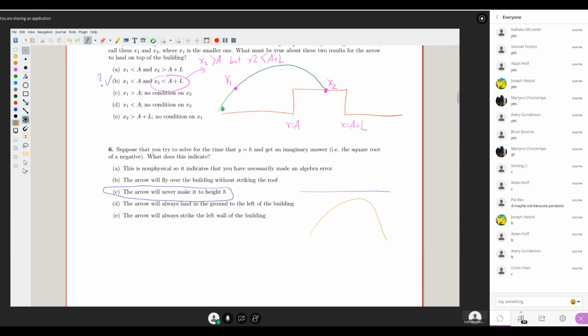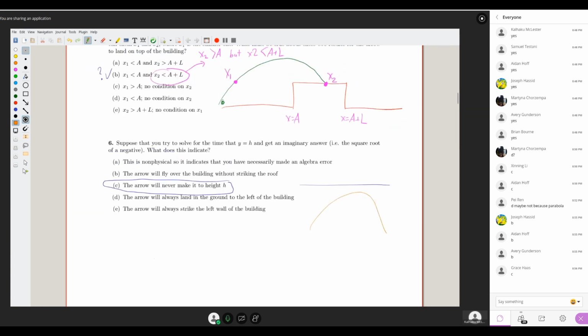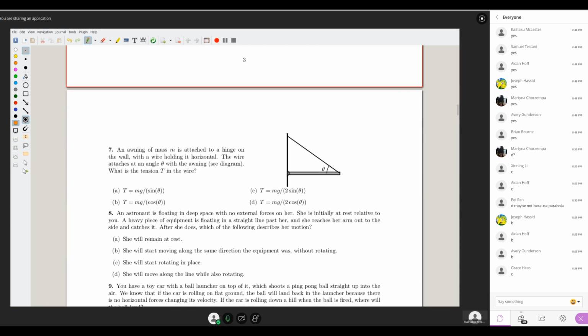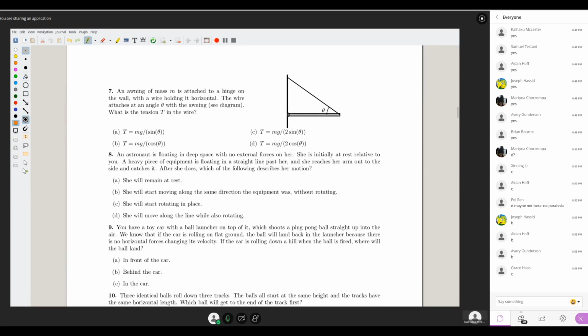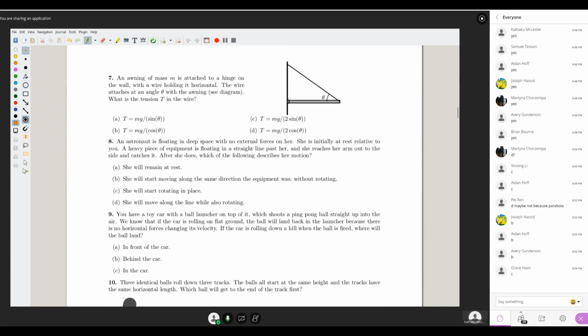So any questions about any of the multiple choice? We have some more. Those were the multiple choice that I wrote. Now we have some that Professor Rudolph wrote. So here you've got an awning of mass M attached to a hinge on the wall with a wire holding it horizontal. The wire attaches at an angle theta with the awning. What's the tension in the wire? This is a classic static equilibrium problem.